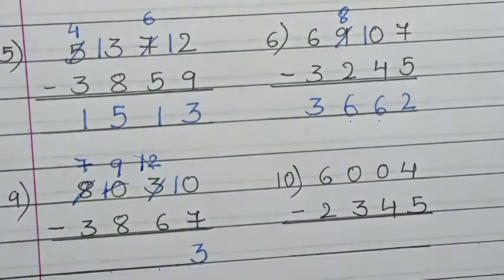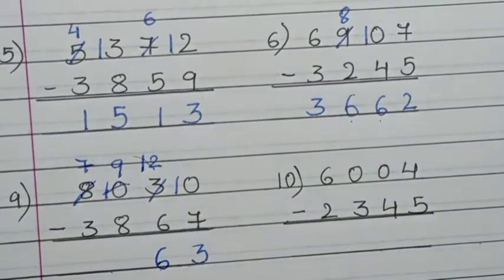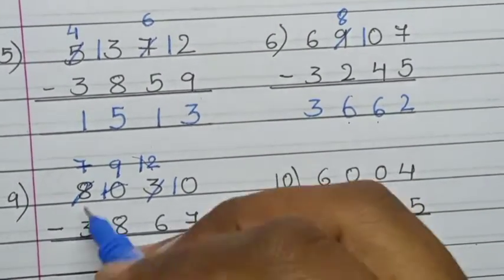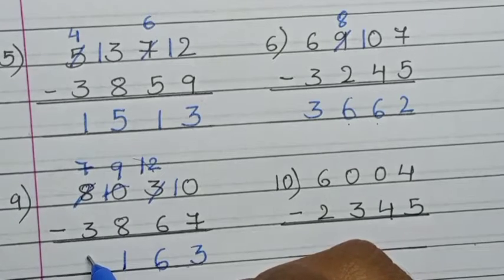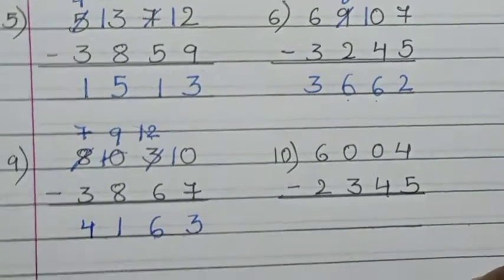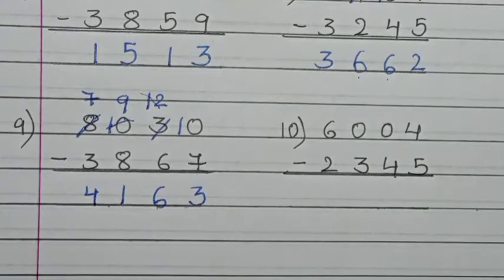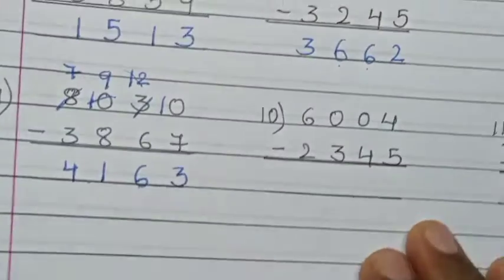What is 12 minus 6? 12 minus 6 is 6. 9 minus 8 is 1. 7 minus 3 is 4. Right? 4163 is the answer here. The same way, let's answer the next one.